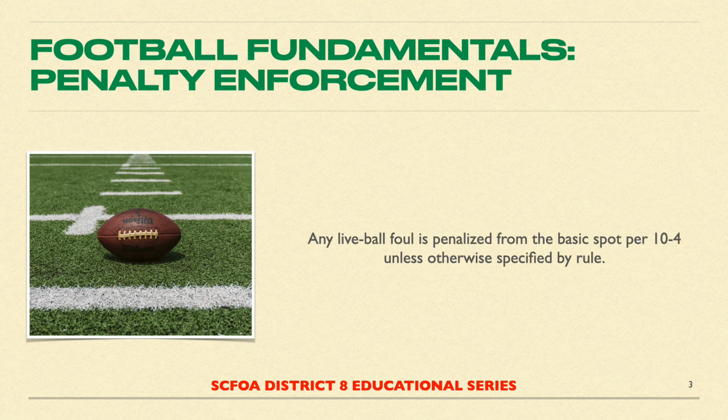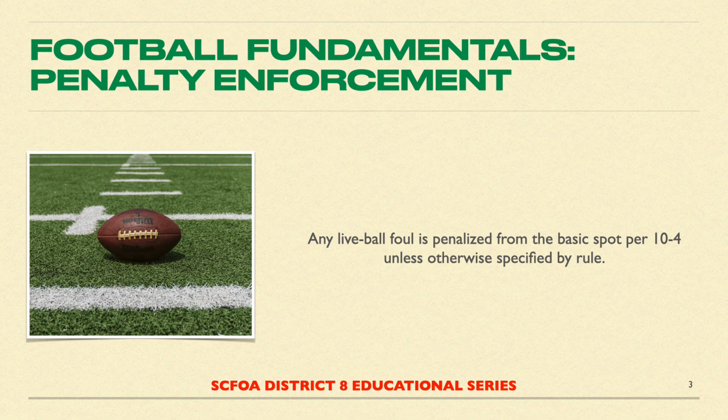Our third penalty enforcement fundamental says any live ball foul is penalized from the basic spot per 10-4 unless otherwise specified by rule. The basic spot is the beginning spot for all penalty enforcement. The basic spot is determined by the action that occurs during the down and specifically the action going on while the foul occurred. Rule 10-4 lays out the basic spots for all types of fouls.